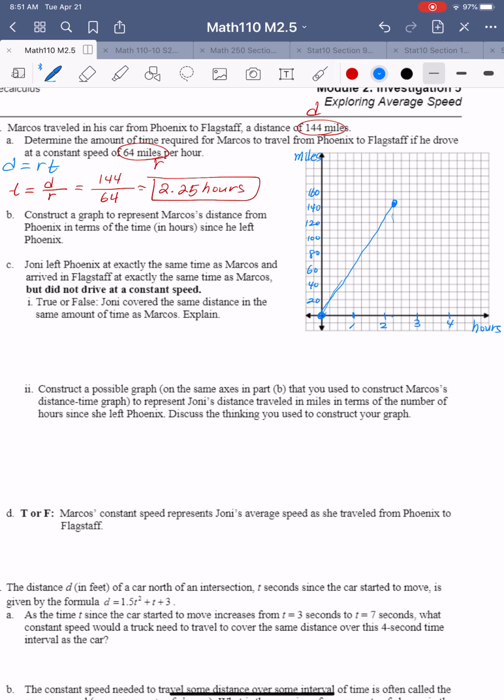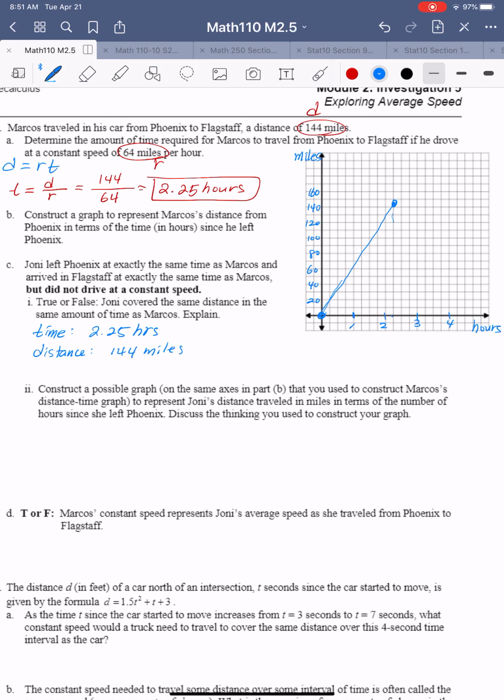And then part C, Johnny left Phoenix at exactly the same time as Marcos and arrived in Flagstaff at exactly the same time as Marcos. So which means for the time it's going to be 2.25 hours. So Johnny's time is 2.25 hours. Also, the distance is 144 miles. But she did not drive at a constant speed.